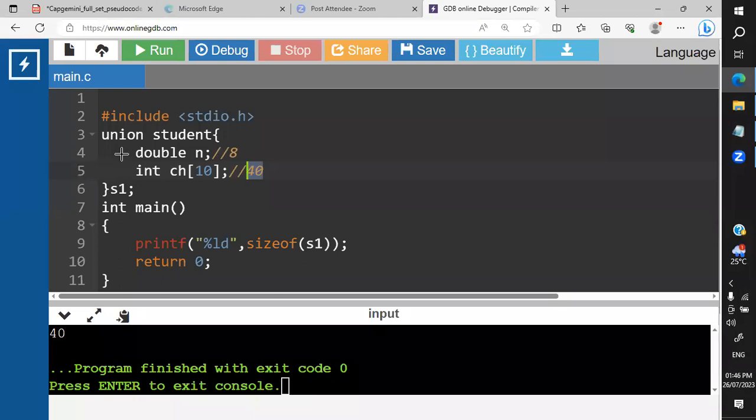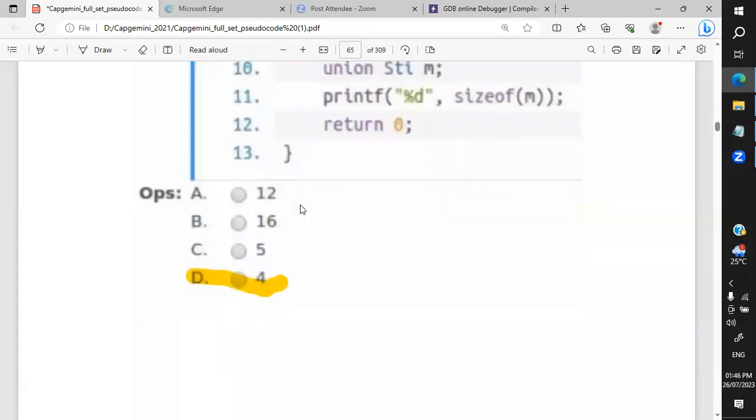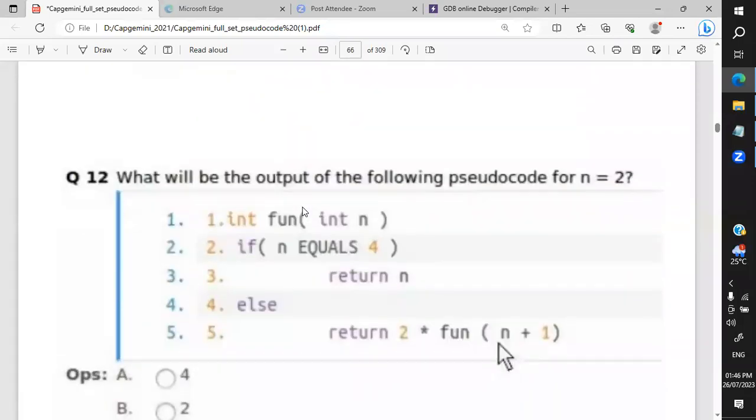Going for the next one. This one is a very simple one. We are just taking a variable m. It will allocate memory for the largest member, which is 4 bytes. Here we have nothing special. In 4 bytes only, I can store 1 byte. There are no multiples, no such concept here. Okay, so the answer is 4 for that. Next, see this question, everyone.